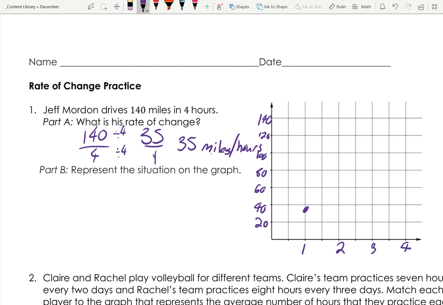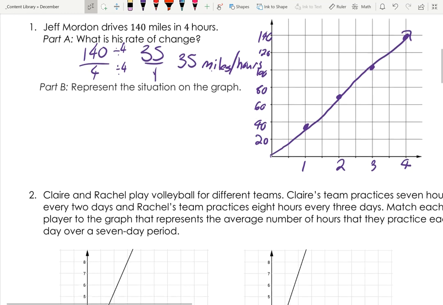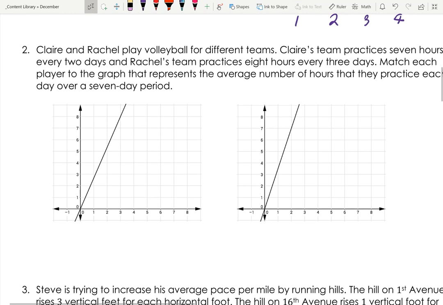2 hours would be another 35 miles, which would make it 70 overall. So 2 would be right here. 3 would be another 35, which would be 105, right about there. And at 4 hours, we know it's 140 miles. There you go. There's our representation. We could draw a line. There's our graph of the situation. So really not that bad. Our rate of change is the miles per hour, in this case.